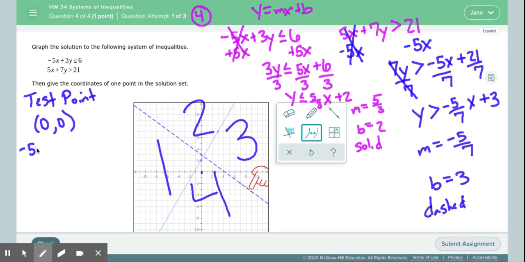So my original inequality is negative 5x plus 3y is less than or equal to 6. So I'm going to replace x and y with 0. So negative 5 times 0 plus 3 times 0 is less than or equal to 6. So negative 5 times 0 is 0. 3 times 0 is 0. So 0 is less than or equal to 6. Is that true or false? Well, this is opening towards the 6, which is bigger than 0, which makes this true. All right, so that means that region 4, this came from region 4. Region 4 is a possibility for where our solutions are.